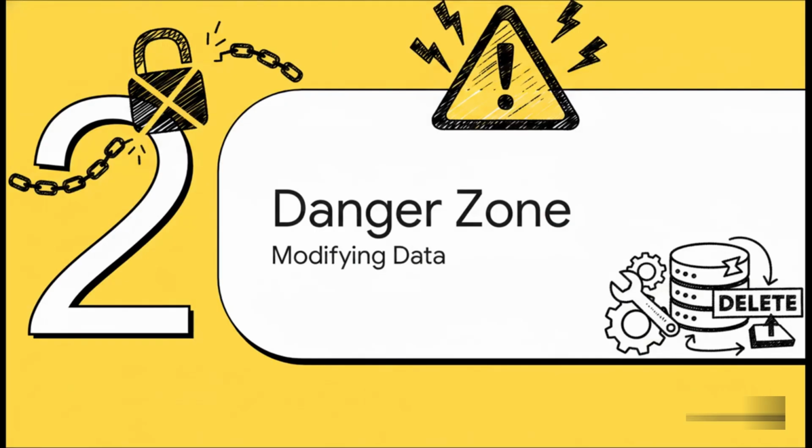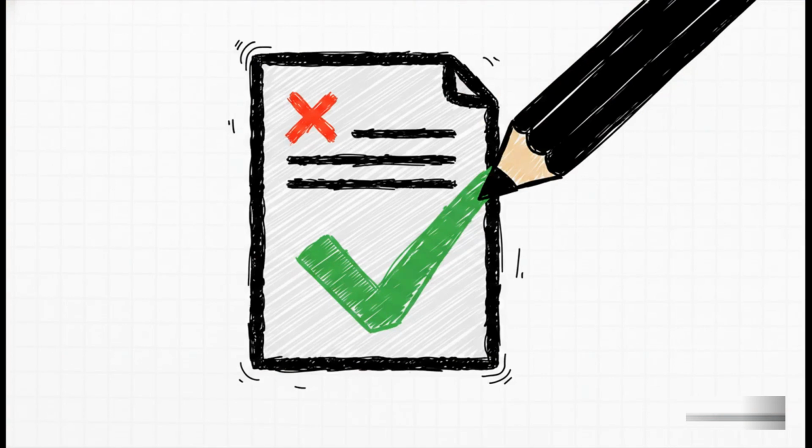Moving on to Section 2, the danger zone, modifying data. The tools we just looked at were totally safe, read-only commands. The tools we're about to look at? Well, these can permanently alter your system, so proceed with caution. First up in this danger zone is the update command. A classic example would be update employees set status equals "active", where EMPID equals 101.